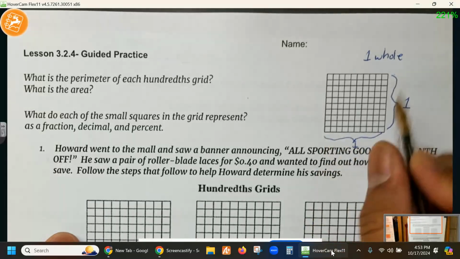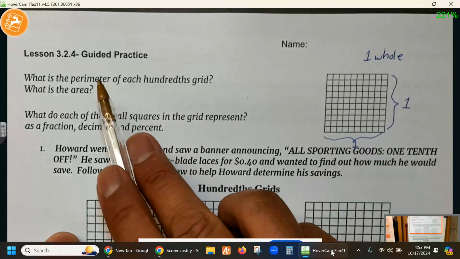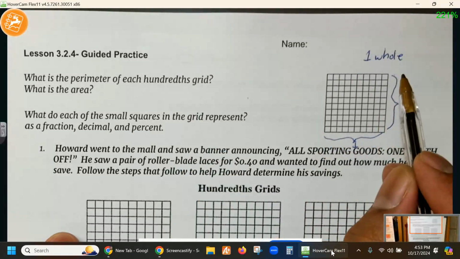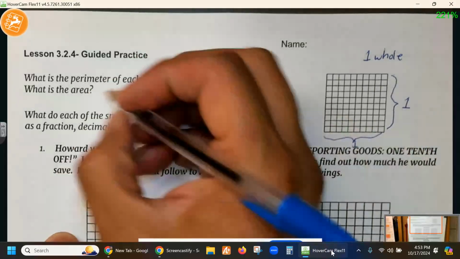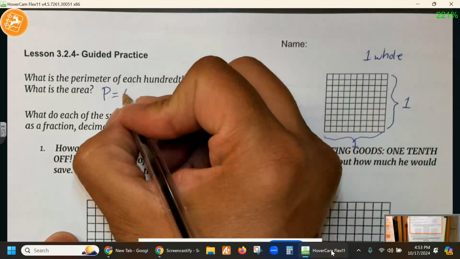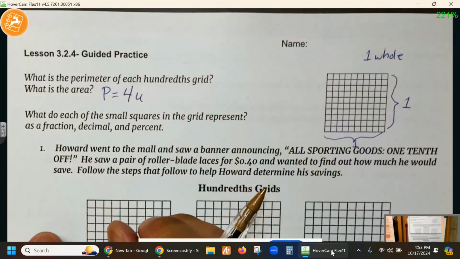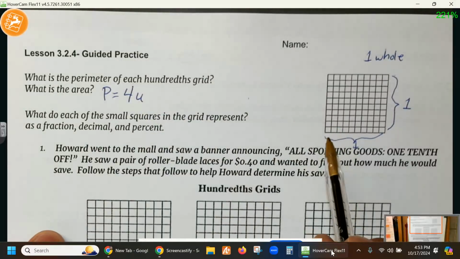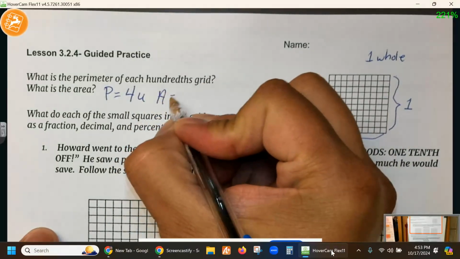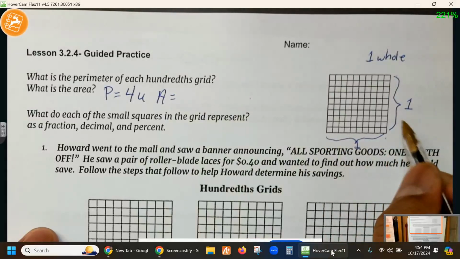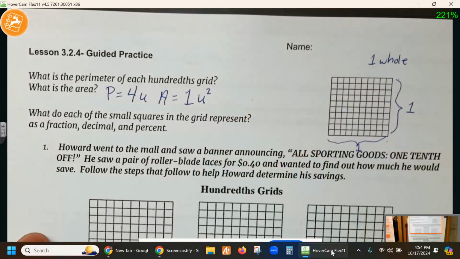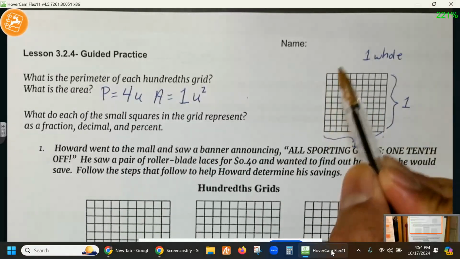And so, if it's 1 by 1, what would the perimeter of this hundredths grid be? So what is the perimeter of this square if the base is 1 and the height is 1? Okay, the perimeter would be 1, 1, 1, 1. The perimeter is 4 units. Now, the area of this, we know this is a square, which is also a rectangle, so the area is base times height. So the base is 1, the height is 1, the area is 1 square unit, or 1 unit squared. So that's what this represents.